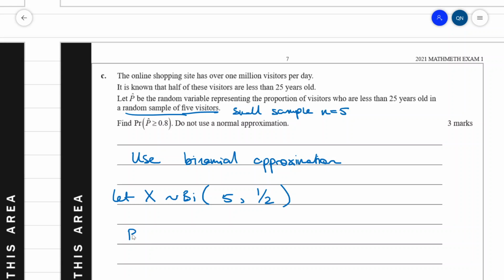So to find the probability that p hat is greater than or equal to 0.8, we simply convert it over to the X distribution, the binomial distribution. You do that by multiplying everything by the sample size. So you multiply by n, and 0.8 you multiply by n. So n times p hat just becomes X, because p hat is equal to X divided by n. So X is greater than or equal to n times 0.8. What is n? n is 5. So 5 times 0.8 is exactly 4. So the probability that X is greater than or equal to 4 is what we have to calculate.